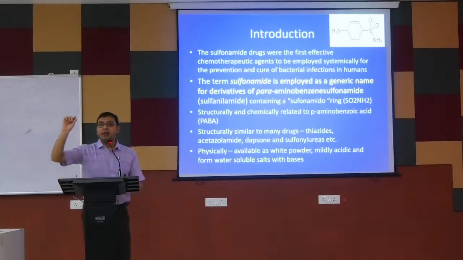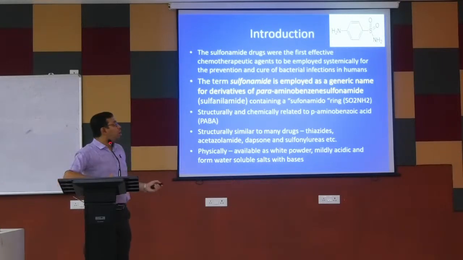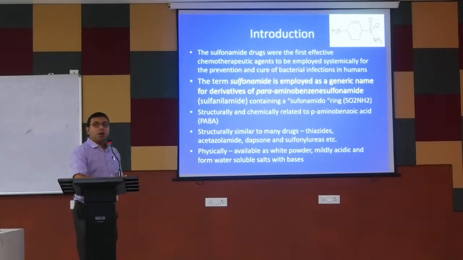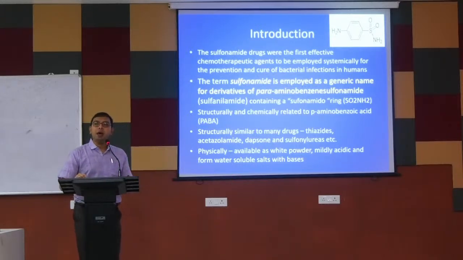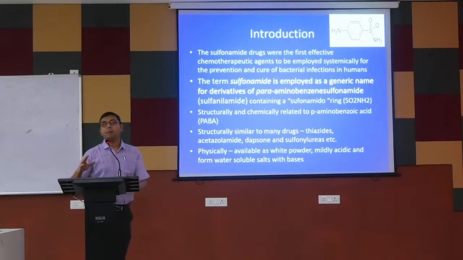There are various derivatives of para-aminobenzene sulfonamide. Together they are called the sulfonamides. They basically contain the sulfonamide group, SO2NH2. You can see this is the SO2NH2. This group is present commonly in all the antibacterial agents known as sulfonamides. Structurally and chemically, they are related to para-aminobenzoic acid. This para-aminobenzoic acid, or PABA, is an important constituent for bacterial metabolism.